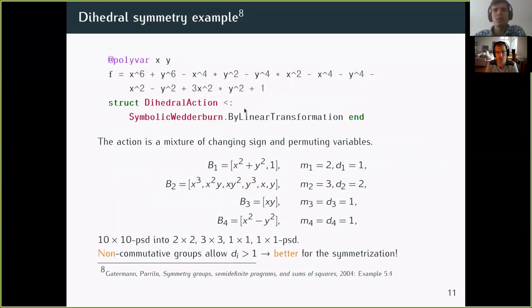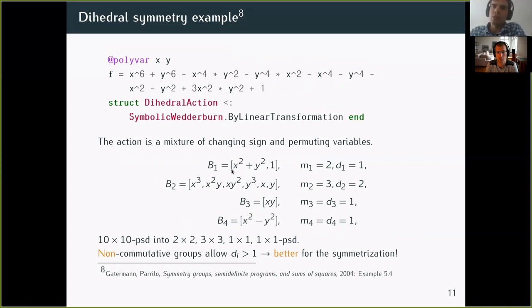This next example is a bit more involved. We won't use the symmetry group. We will define a new group. I will explain how in the next slide. So this polynomial is invariant under some action of this new group. We'll detail later. And then we have 4 different types.